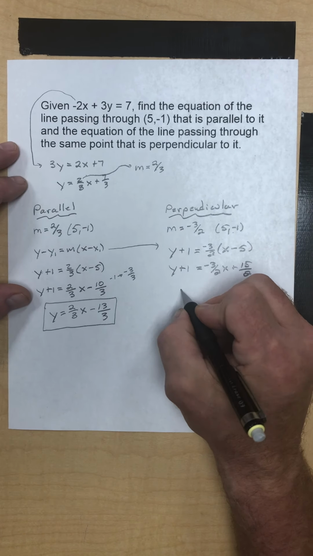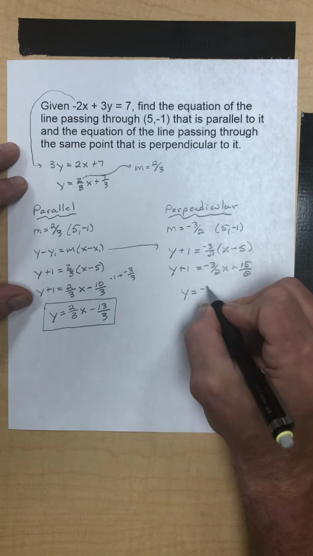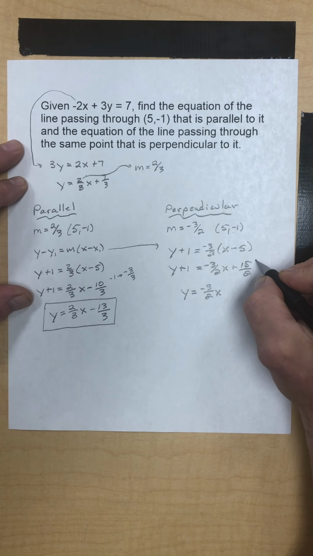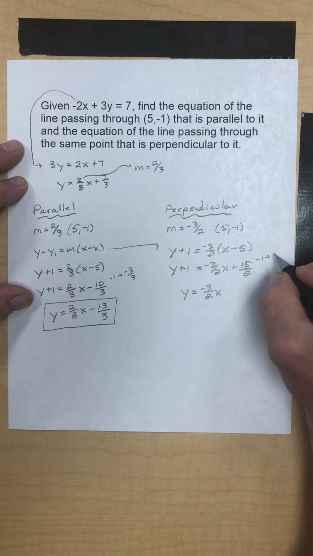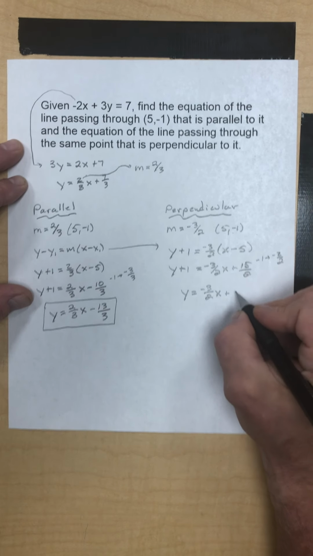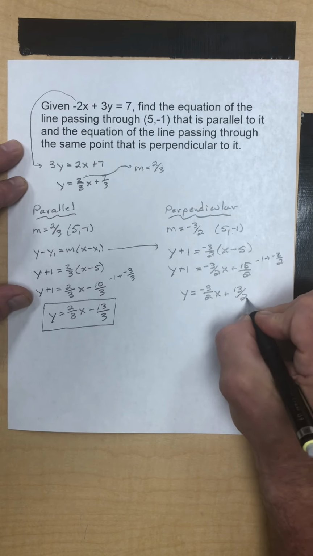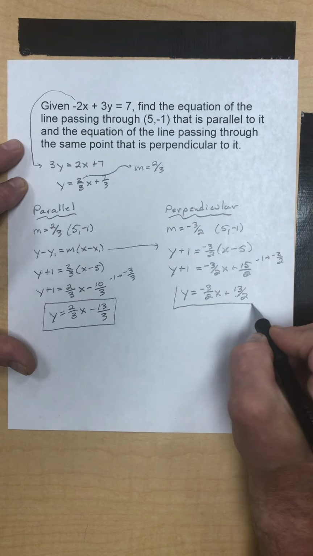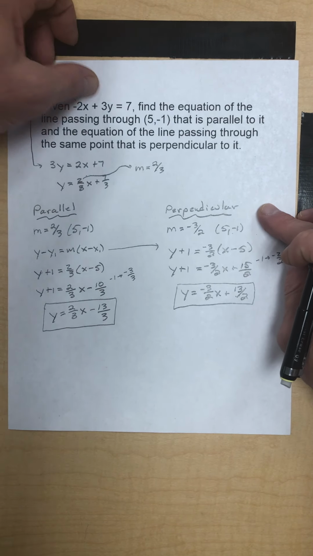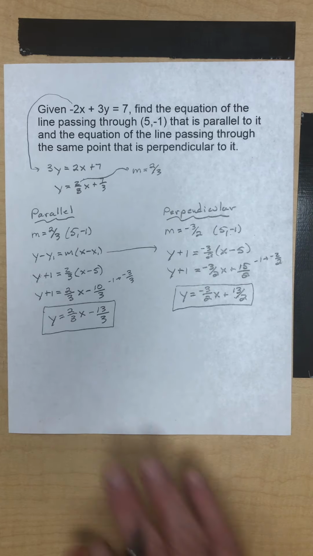Then I subtract 1 from both sides, negative 3 halves x, and this would be minus 1, which is the same as minus 2 halves. So that's going to be plus 15 halves minus 2 halves, which is 13 halves. And I've got my equation of the line that is perpendicular to the given line and goes through that point. So we're good. So far, so good.